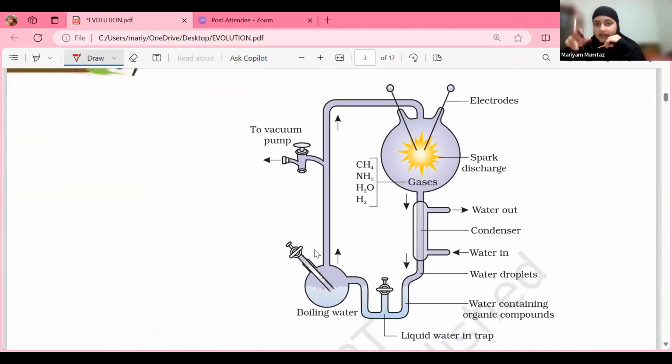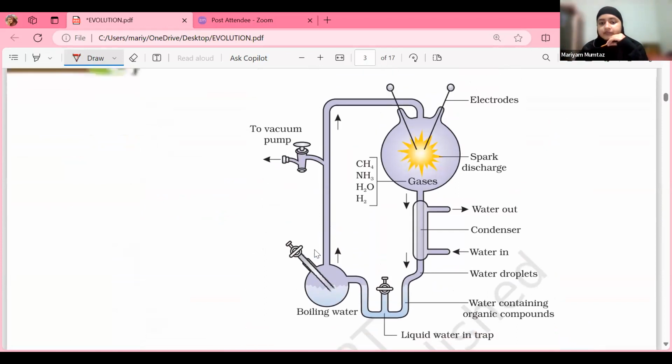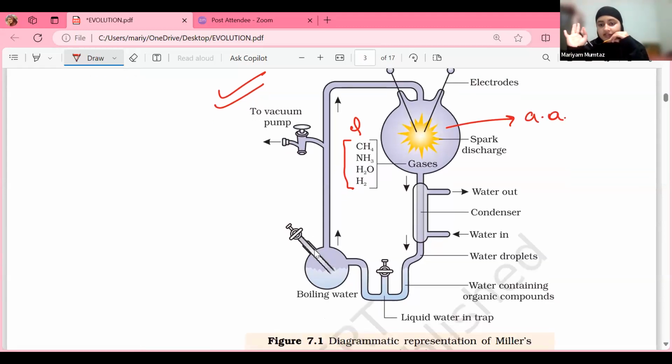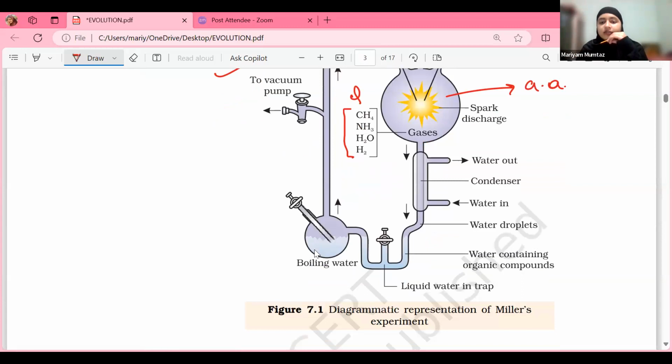And this is the apparatus that S.L. Miller used. Here they can actually ask you which gases were added. First question. Then they would ask you what was the first thing they observed, like which was the thing formed. So amino acids were formed. And this apparatus, they can ask you about it. Like why did Miller do this experiment? To demonstrate chemical evolution, which would be preceding life's evolution.